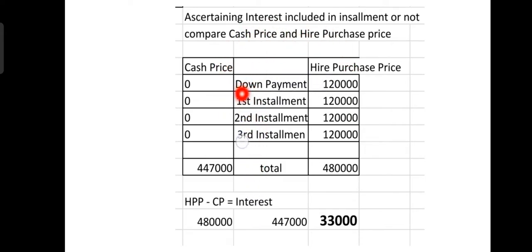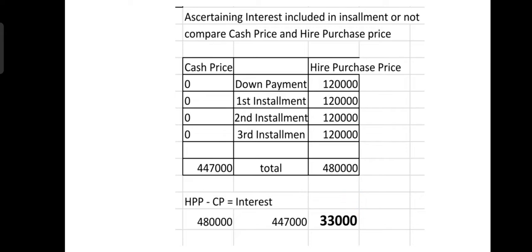So these are the different stages. As down payment in hire purchase price they paid 1,20,000. If you are purchasing in cash system, we are not going to pay any down payment. So no installment, 0, second installment 0, third installment 0, total 4,47,000 we are going to pay. But in hire purchase price, as down payment 1,20,000, first installment 1,20,000, second installment 1,20,000, third installment 1,20,000. Total amount paid in hire purchase price is 4,80,000. In cash price we need to pay only 4,47,000.